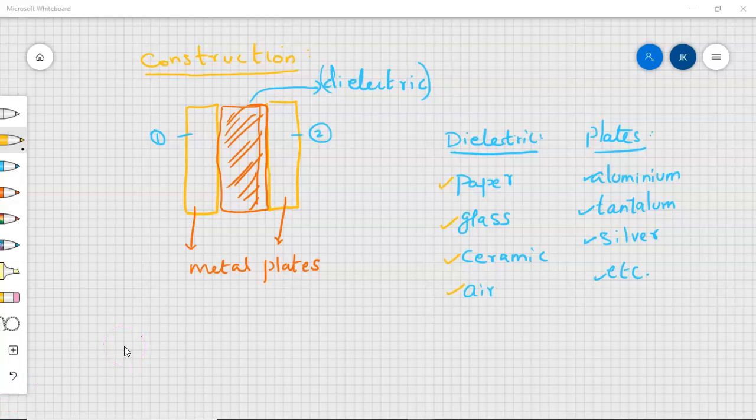The capacitance of the capacitor depends on the area of the metal plates and the distance between the plates. If the area is greater, the capacitance of the capacitor is more. And if you decrease the distance between the plates, the capacitance will increase. So the formula is capacitance proportional to A divided by D, and it is measured in farad. F is the unit.